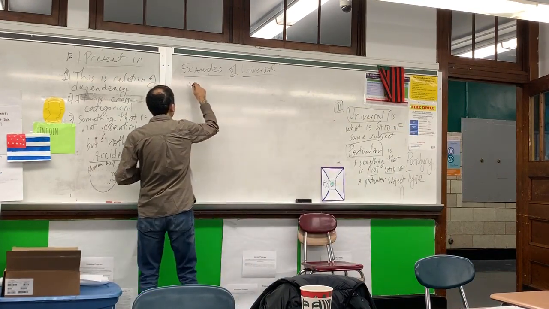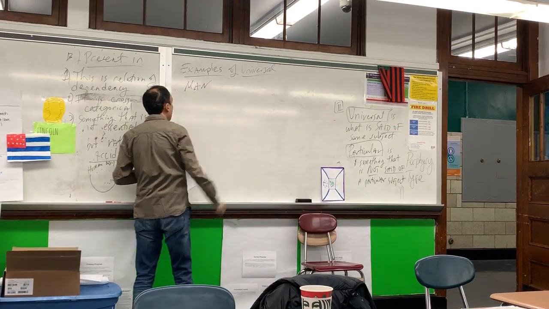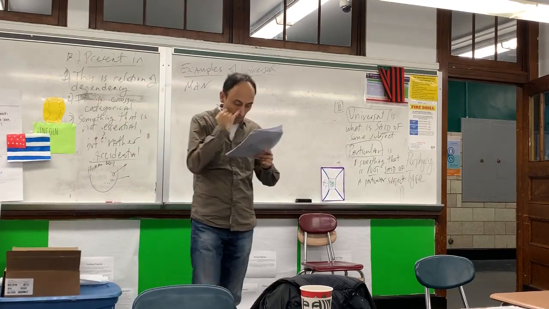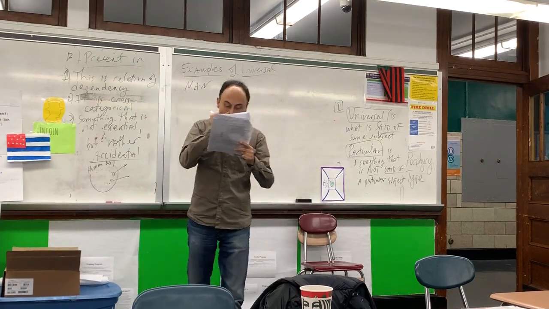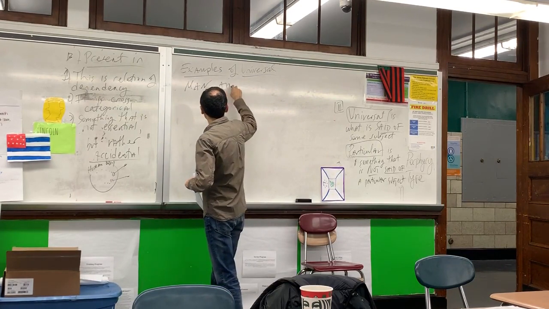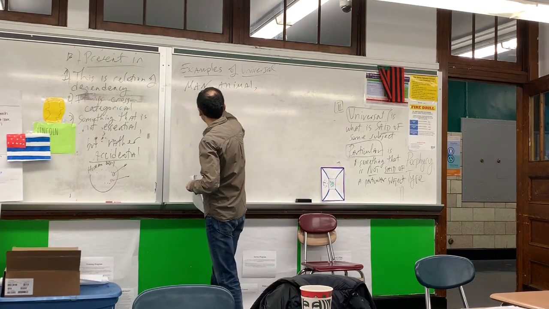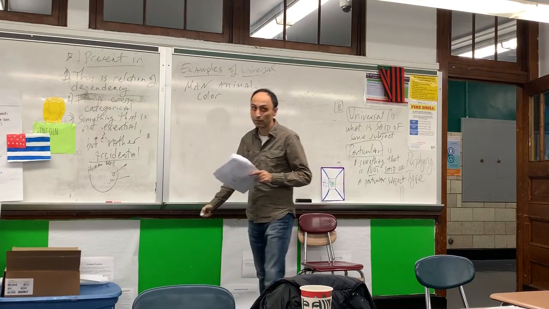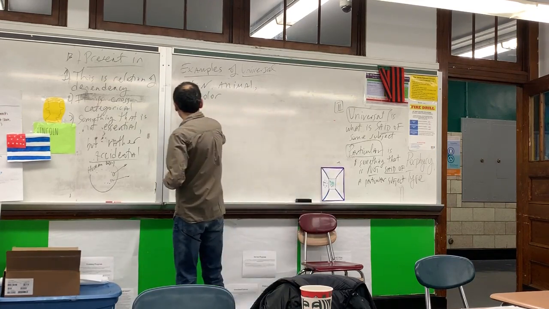So examples of universals include, he uses man as a universal, animal, color. Examples of particular.